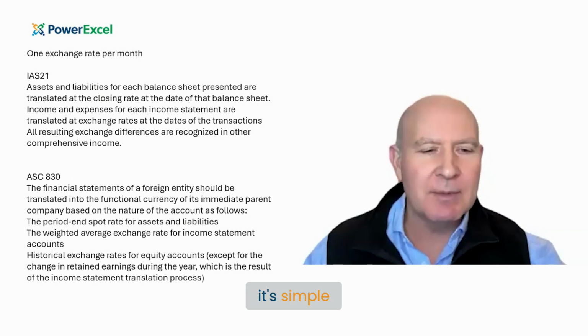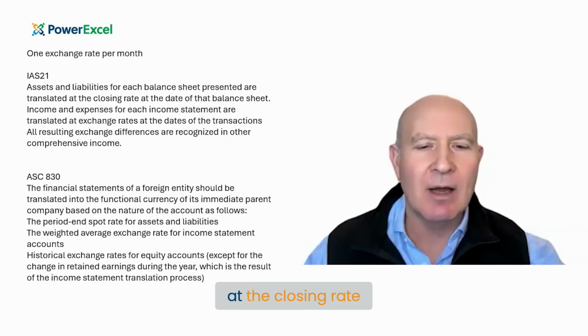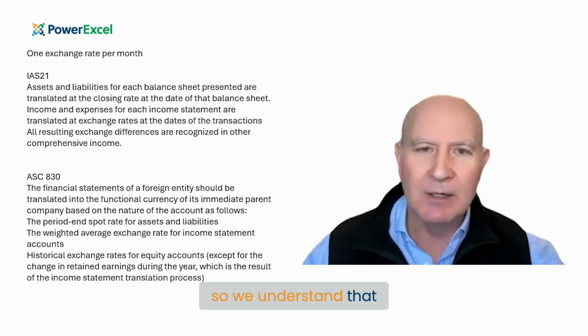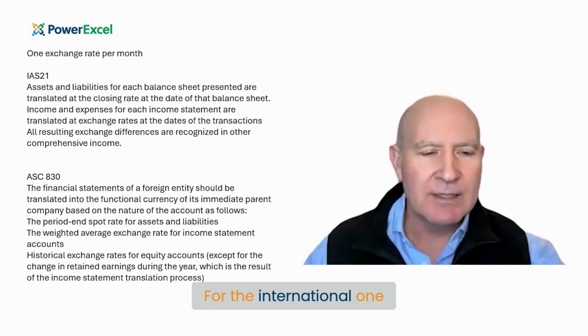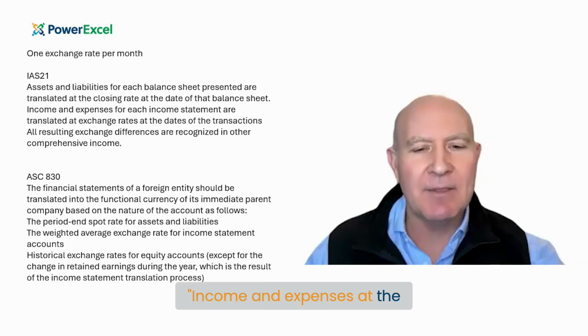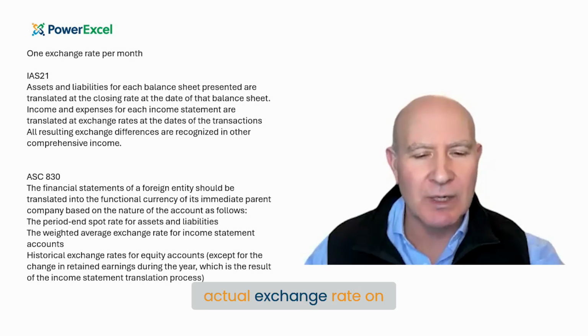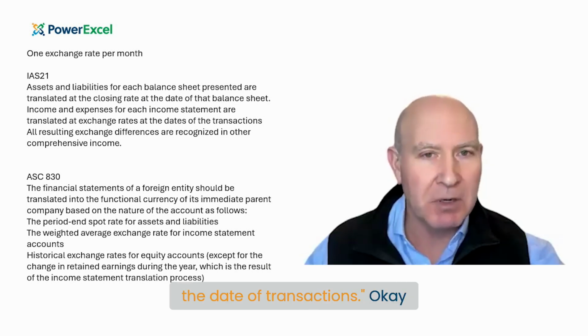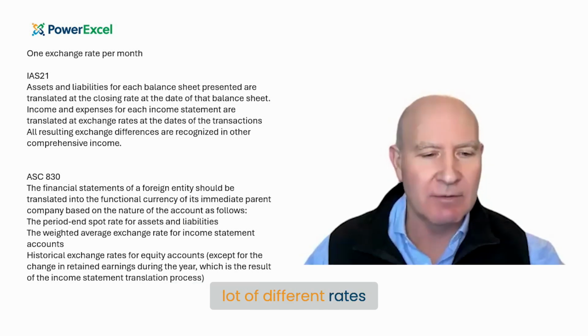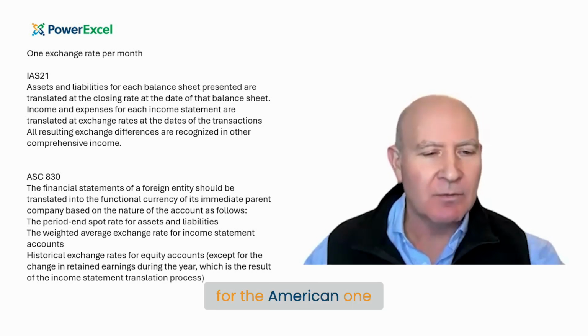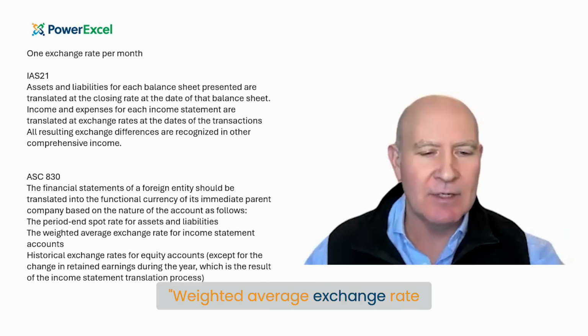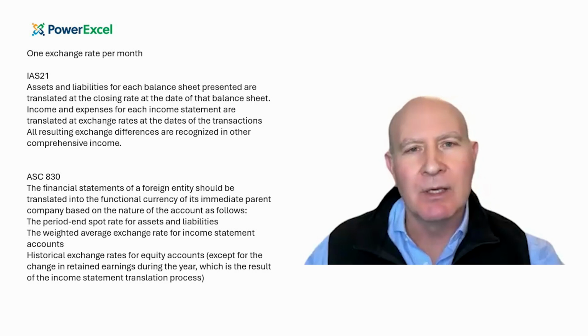So for both of them, it's simple. Assets and liabilities are at the closing rate or last exchange rate. So it's just one rate. So we understand that. No problem. For the international one, it says income and expenses at the actual exchange rate on the date of transactions. Okay, so it's imagining quite a lot of different rates. And for the American one, it says weighted average exchange rate for income statement accounts.